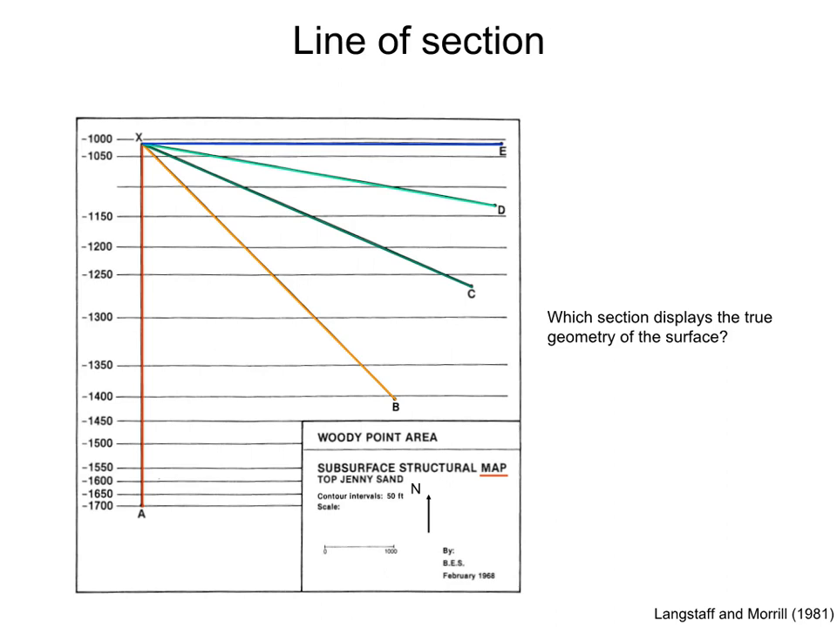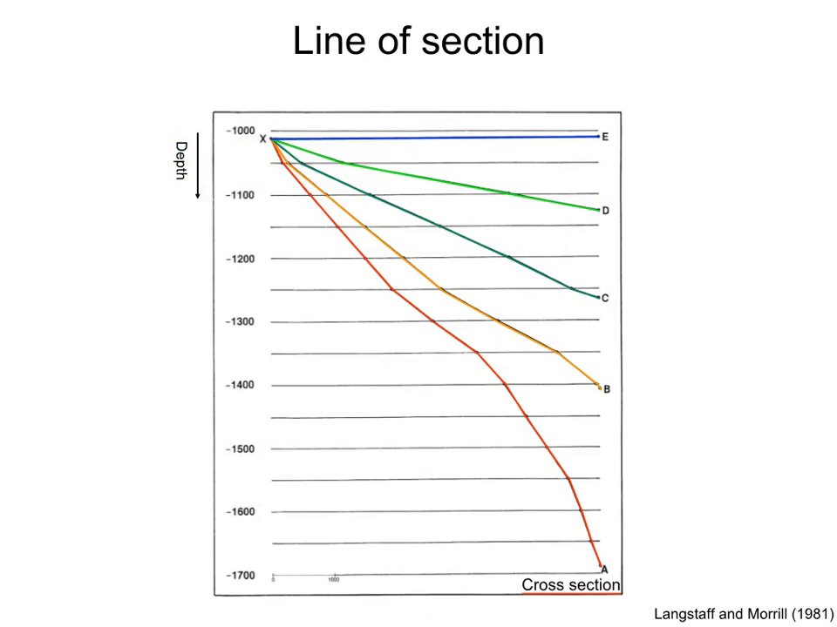If you answered line of section A, you are right. This is because this line of section is perpendicular to the structure contours and is along the dip direction. Line of section A displays the true geometry of the sandstone top. Line of section E is the worst choice, because it displays the sandstone top horizontal. This is because this line of section is parallel to the structure contours and the strike of the horizon.